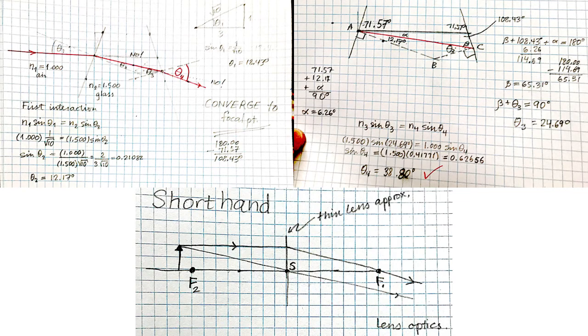Now this angle here, I'll call it beta. Beta plus 108.43 degrees plus alpha, which we know is 6.26. Those add up to 180 degrees because it's the interior angles of a triangle. It's an obtuse triangle, but we got it. So 108.43 plus 6.26 is 114.69.